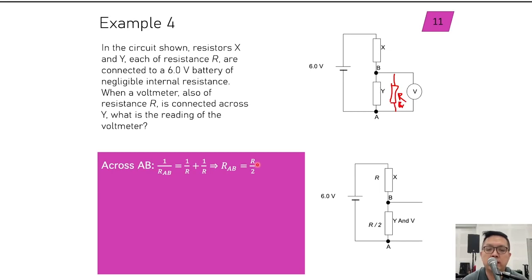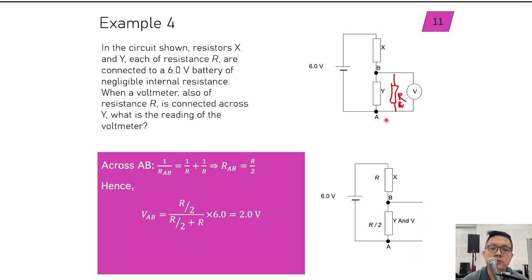Once you have that, you realize that now this is R over 2 and this is R. You are making a potential divider across the second resistor here. So if you take the ratio, this is R over 2 over R over 2 plus R, multiplied by the EMF source, which is your V input here, so that's your 6 volts. This is R over 2 over 3R over 2, so it's 1/3. And so therefore your potential drop across here is 2 volts.